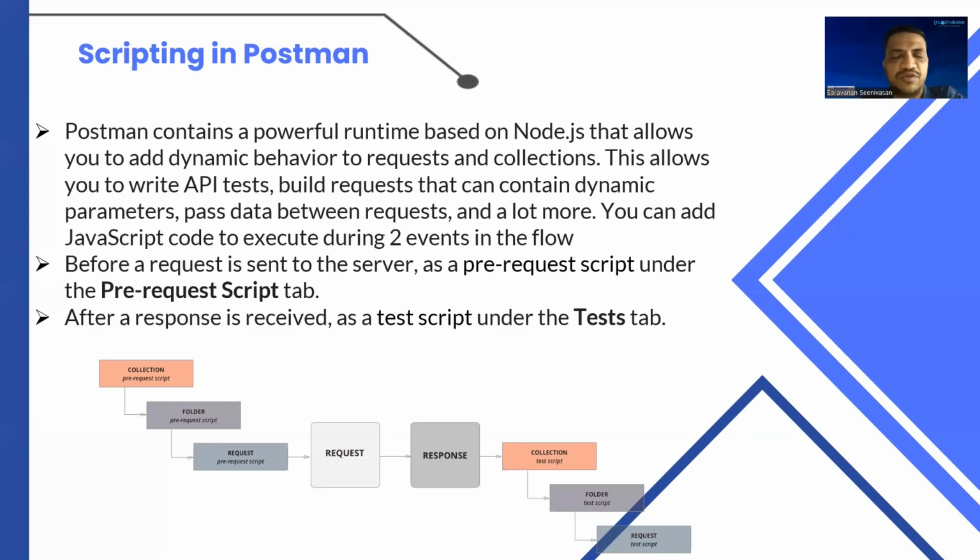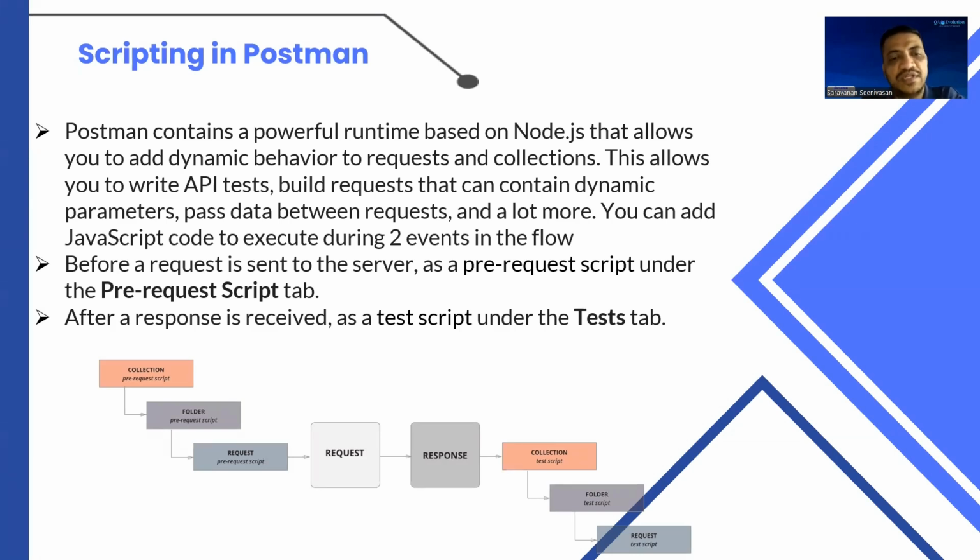So you can write a lot of test cases that you want to validate. That will give you the right results, basically it's assertion. So I'm going to retrieve one particular user record, and I want to confirm the expected name or ID or mobile number is coming in the response, right? So Postman contains a powerful runtime based on Node.js that allows you to add dynamic behavior to requests and collections. So you can have this Postman scripting at the collection level as well as at the request level.